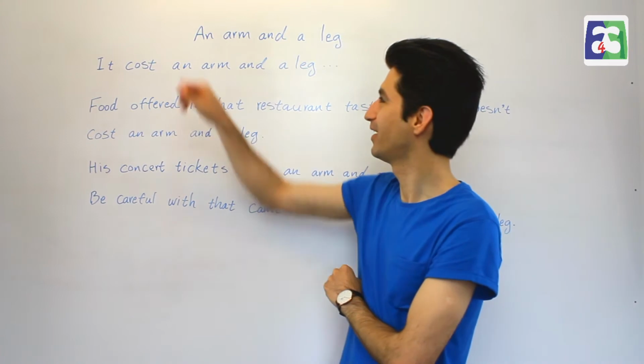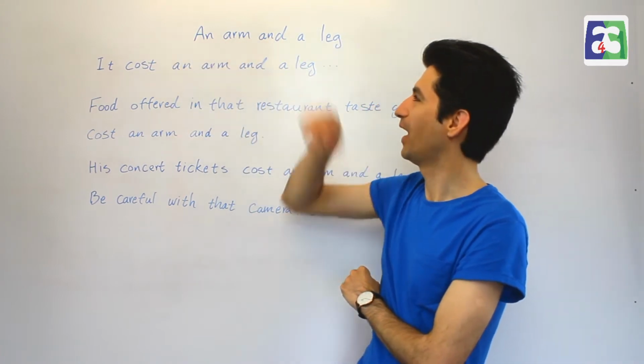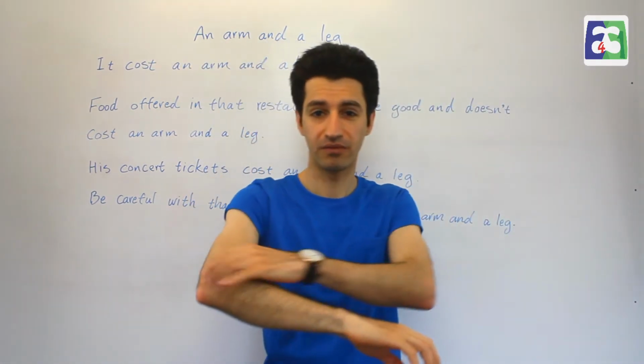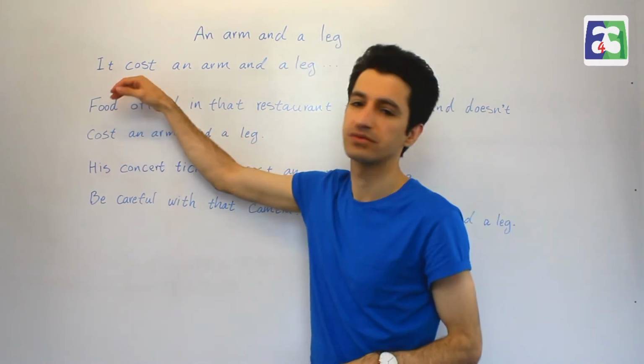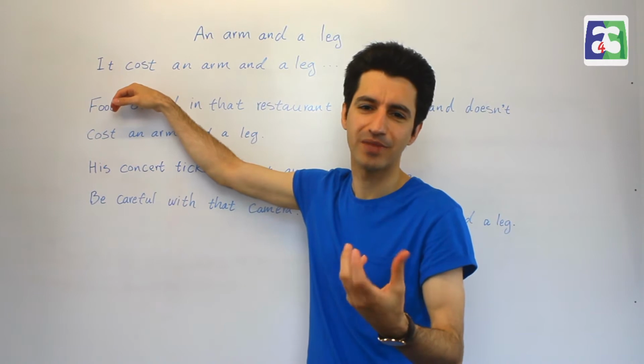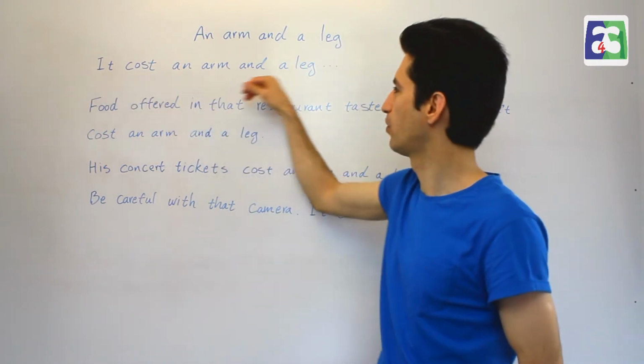Today in this video I'm going to talk about an English idiom: an arm and a leg. An arm and a leg. It is mainly used when we're talking about something that costs a payment. We say it costs an arm and a leg.